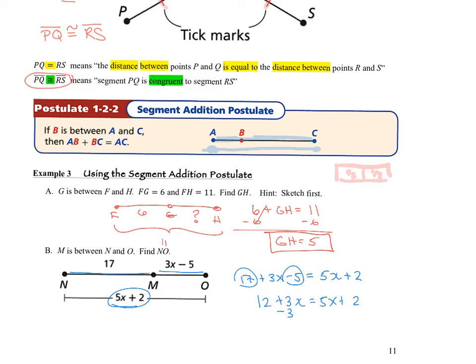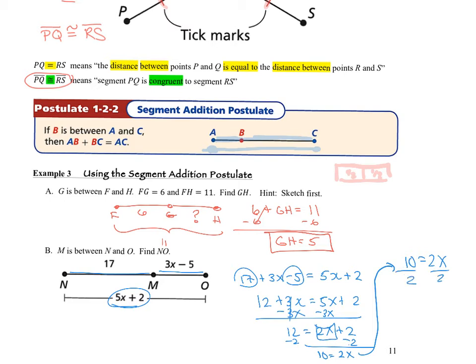And I can move the x whichever side I want. So 12 equals 2x plus 2. Now I need to get x by itself, so I'm going to subtract 2 from both sides. I get 10 equals 2x. So it was 10 equals 2x, and now I'm dividing both sides by 2, and so therefore x equals 5.